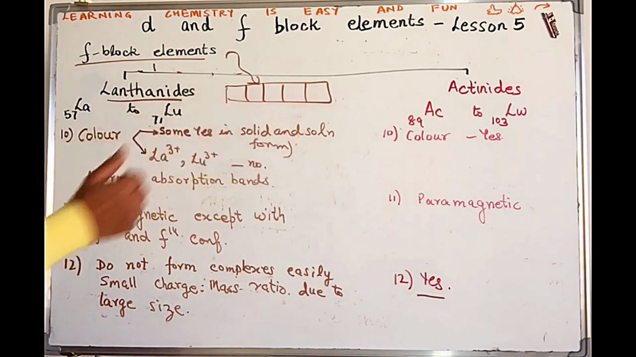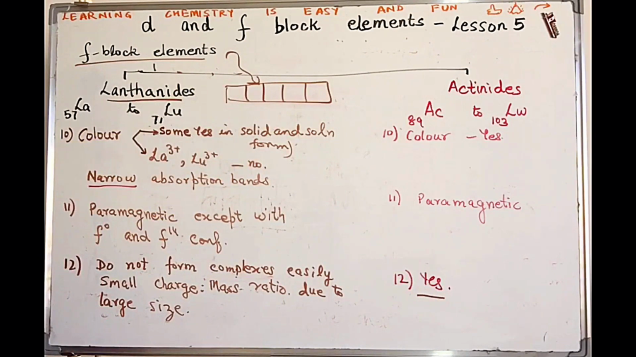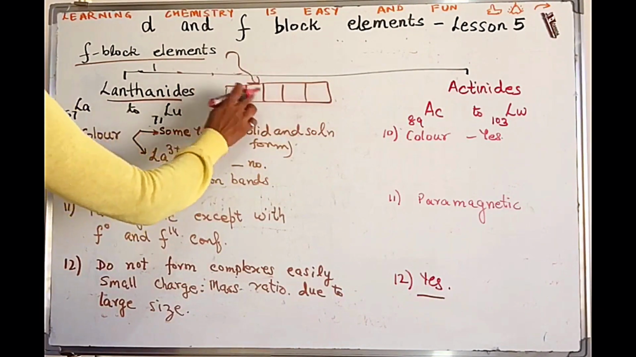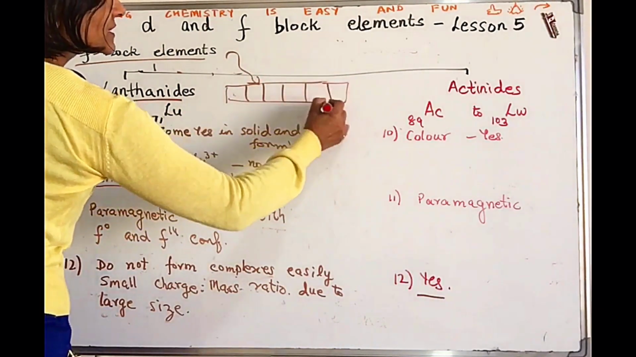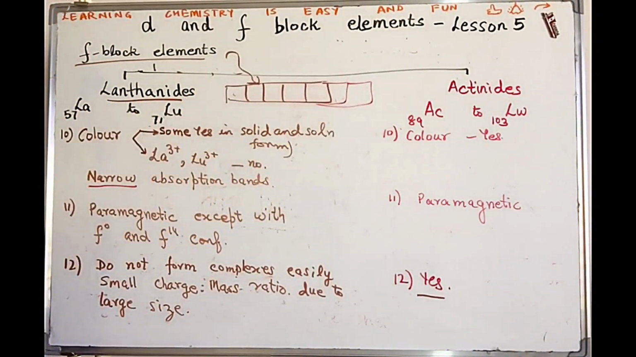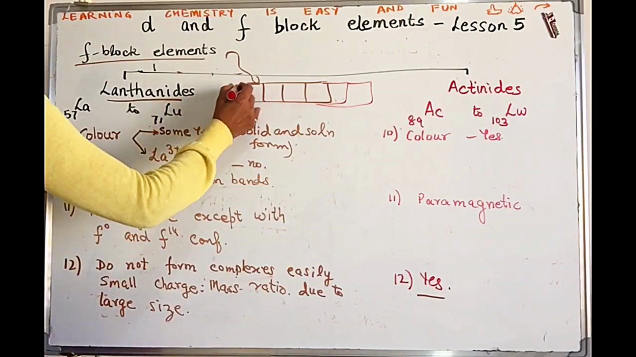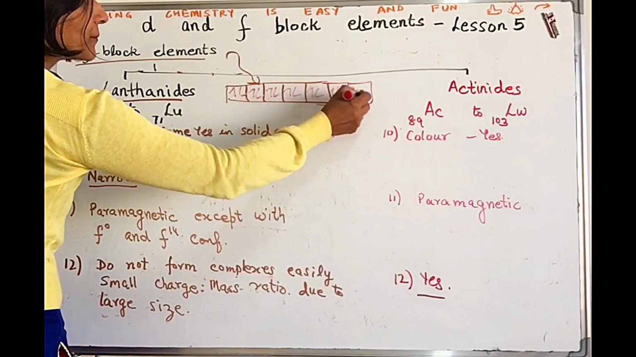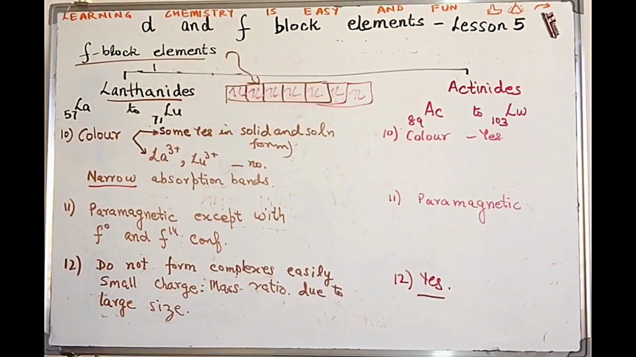They are paramagnetic, attracted by an external magnetic field. Yes, here the lanthanides also will be attracted by an external magnetic field, except when there is no electron in the F sublevel, right? We have seen configurations like that. Or when the F sublevel is completely paired up, right? In such a case also they will not show paramagnetic character.